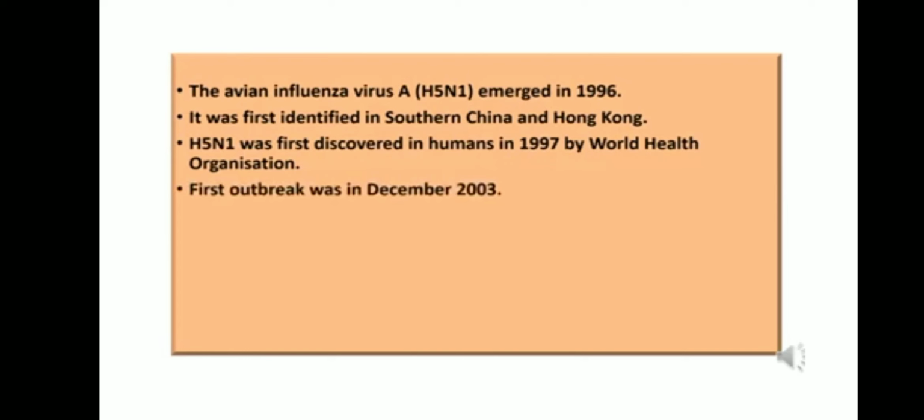The avian influenza virus H5N1 emerged in the year 1996. It was first identified in southern China and Hong Kong. H5N1 virus was first discovered in humans in the year 1997 by World Health Organization, and the first outbreak was in December 2003.